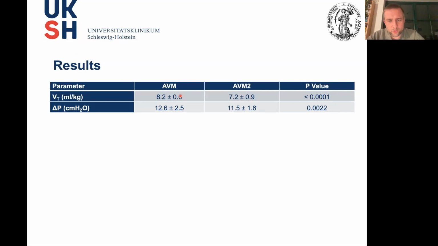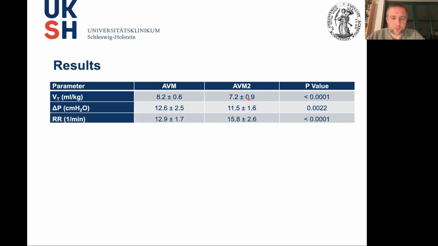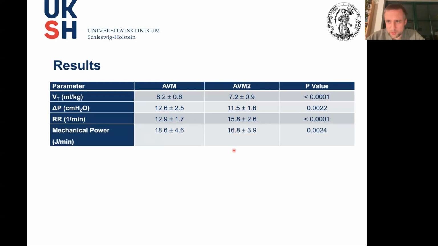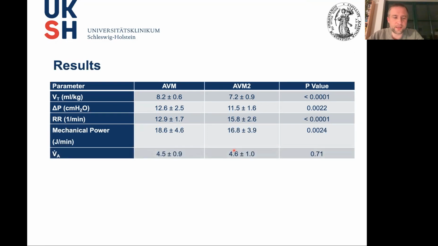Driving pressure was also reduced by around 1 centimeter of water, from 12.6 to 11.5. So again, this is obviously in accordance with the reduction in tidal volume. And the respiratory rate was slightly higher with AVM2, which was again what we expected. And the total mechanical power, including all components, we didn't do any specific analysis of the single components of power there, was smaller with AVM2, whereas the alveolar minute ventilation stayed exactly the same.